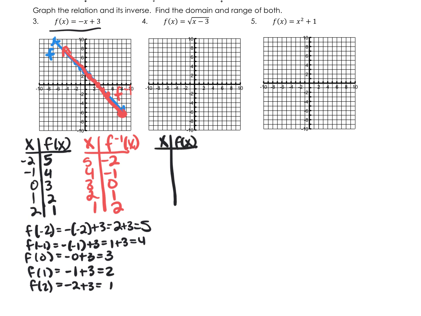If we plug in our usual -2 into this equation, we're going to get -2 minus 3, which will be the square root of -5. And this is a problem because we cannot have negatives under radicals. So we need to make sure that this is positive.